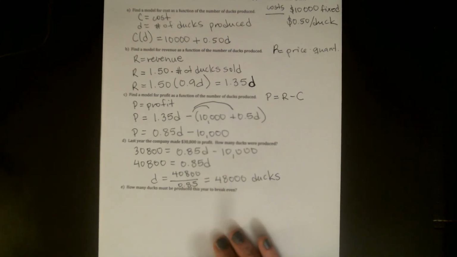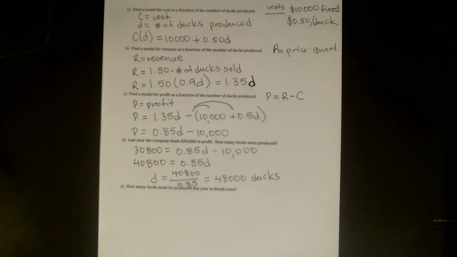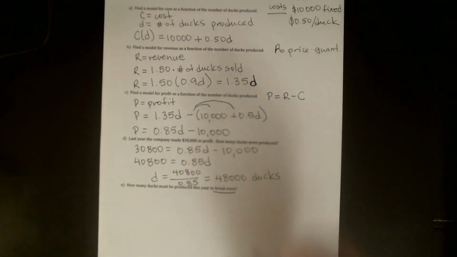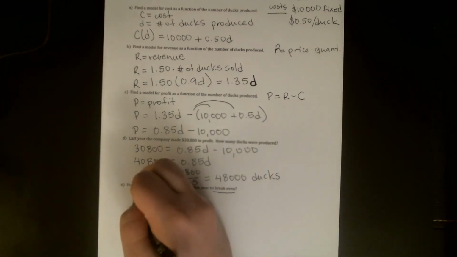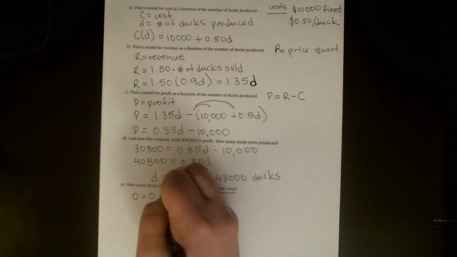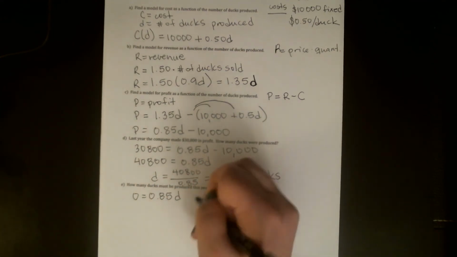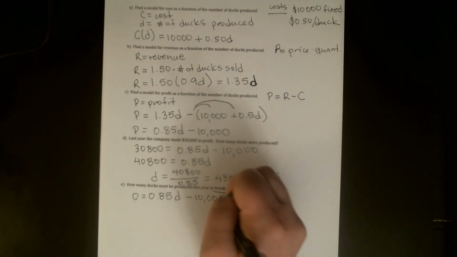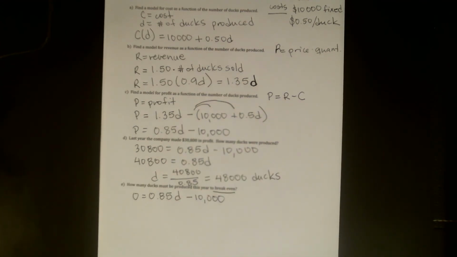Okay, last part of this one, how many ducks must be produced this year to break even? Okay, so again, this is somewhat of a vocab thing. Break even means you don't make profit and you don't lose money. You break even, so your profit is zero. You need to just recognize what that means in order to figure out how to set this up. So I'm just going to go ahead and go back to my profit equation and set it equal to 0, but I should point out that another way to think about this is you break even when your revenue is equal to your cost. So you could also go back and set your revenue function equal to your cost function and you would get the exact same answer.